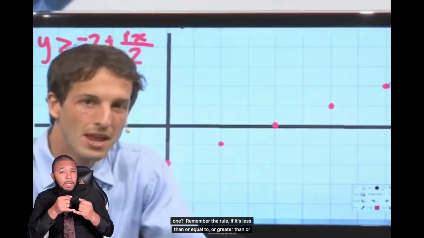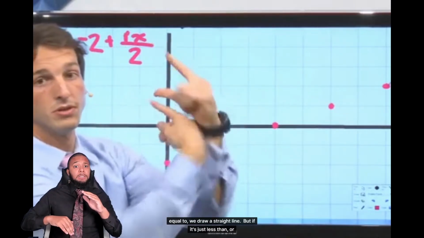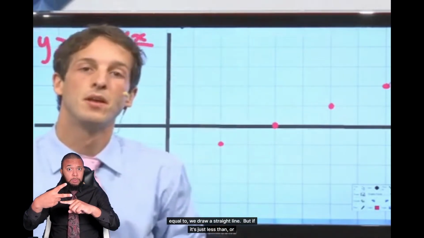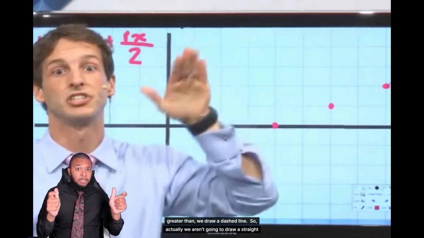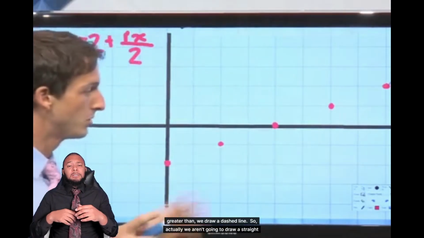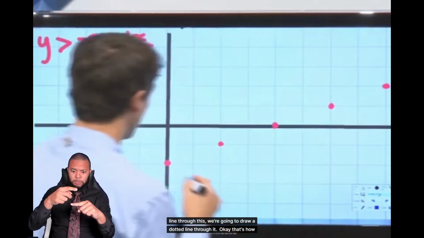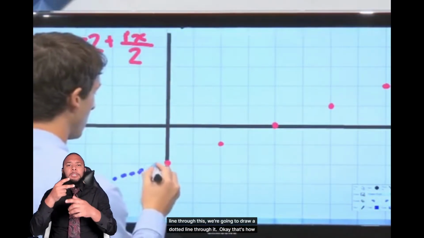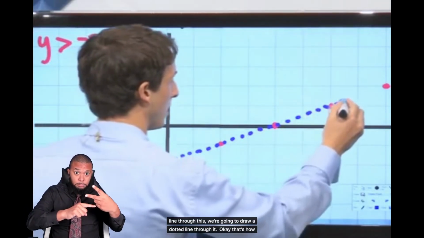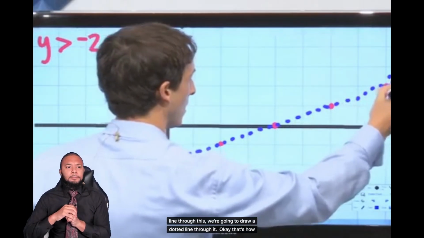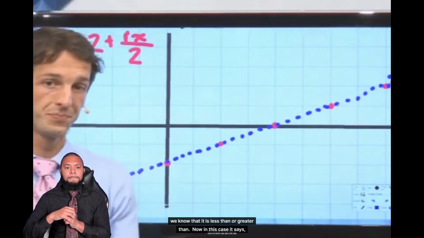Do you remember the rule? If it's less than or equal to, or greater than or equal to, we draw a straight line. But if it's just less than or greater than, we draw a dashed line. So actually, we aren't going to draw a straight line through this. We're going to draw a dotted line through it. Okay. That's how we know that it is less than or greater than.